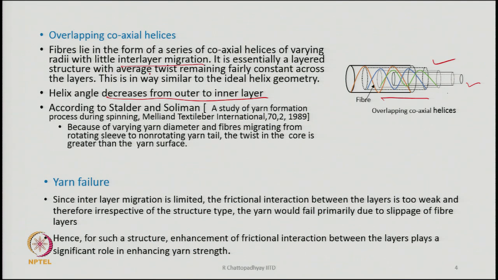The average twist remains fairly constant across the layers. So, if the twist remains constant, the twist angle, which is the helix angle, will keep changing from outer to inner.